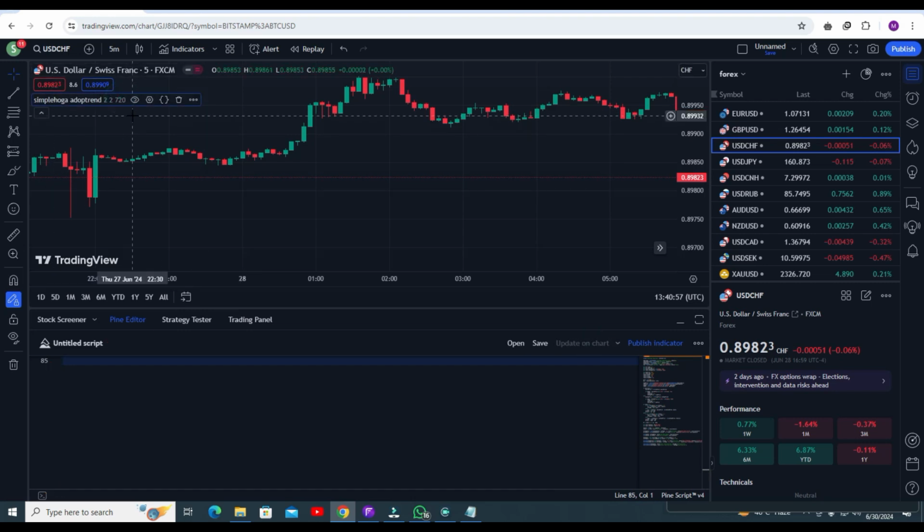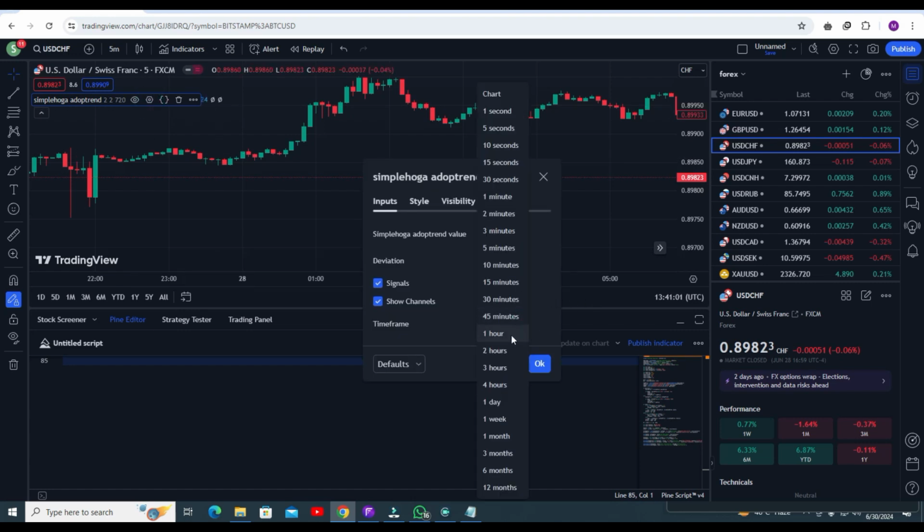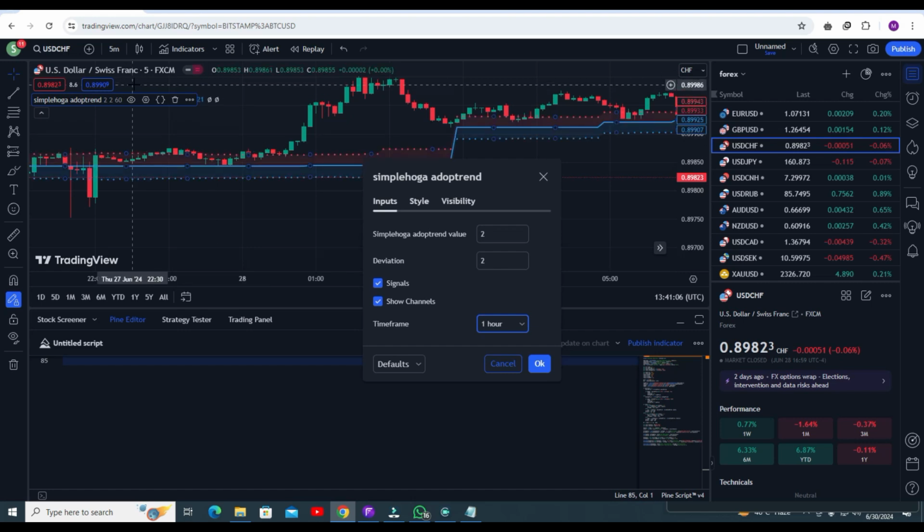Just go to settings. Here, the time resolution for the 5 minute time frame is 1 hour, and for the 3 minute time frame you have to use 30 minutes, or for 1 minute you can also use 30 minutes, and for a bigger time frame like 1 hour, you have to select 4 hour here.